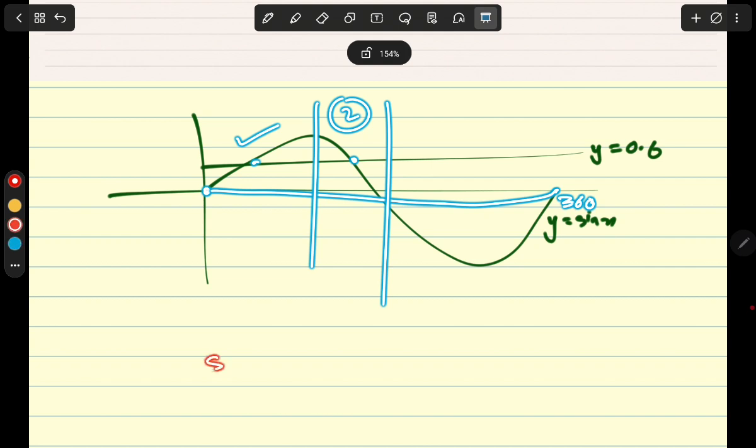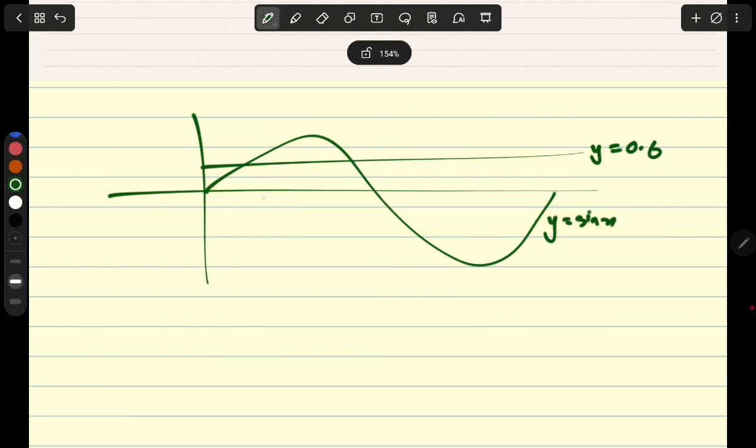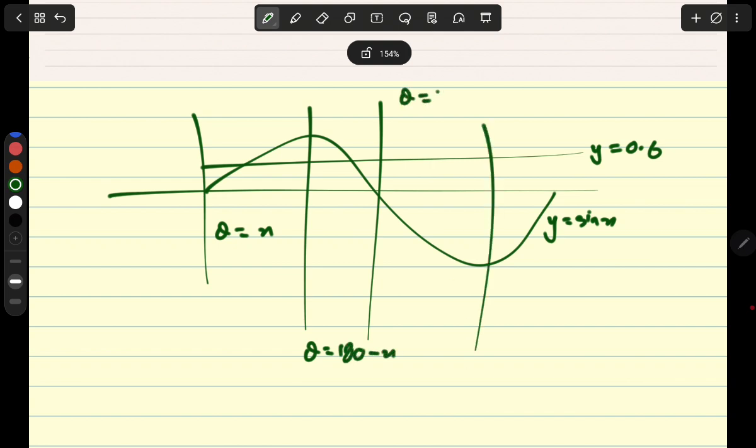Similarly, if you had to equate sine x to minus 0.3, then the minus 0.3 line lies here, and you will have two solutions. The first is going to be in the third quadrant and the second is going to be in the fourth quadrant. And owing to the symmetry of these graphs, we also write down that in the first quadrant theta is equal to x. In the second quadrant, theta equals 180 minus x. In the third quadrant, theta is 180 plus the basic angle x. And in the fourth quadrant, theta is nothing but 360 minus x. And x is the basic angle here.